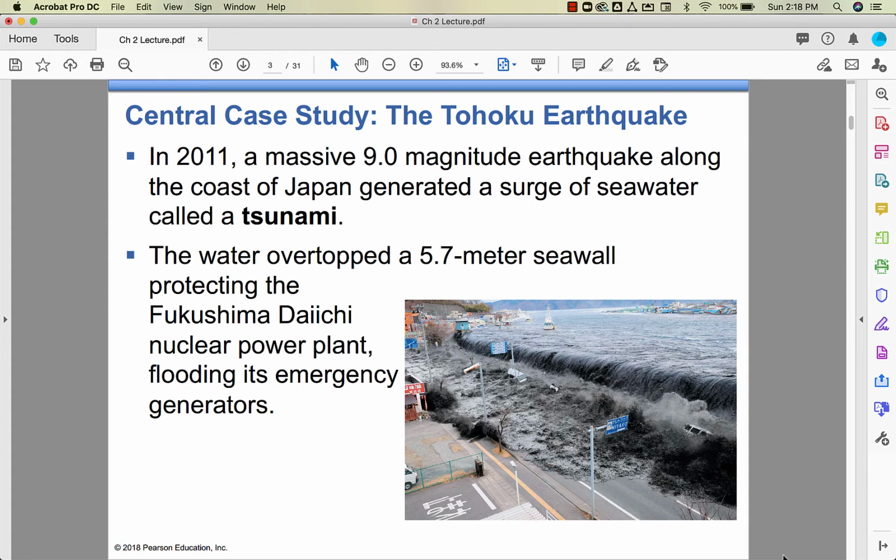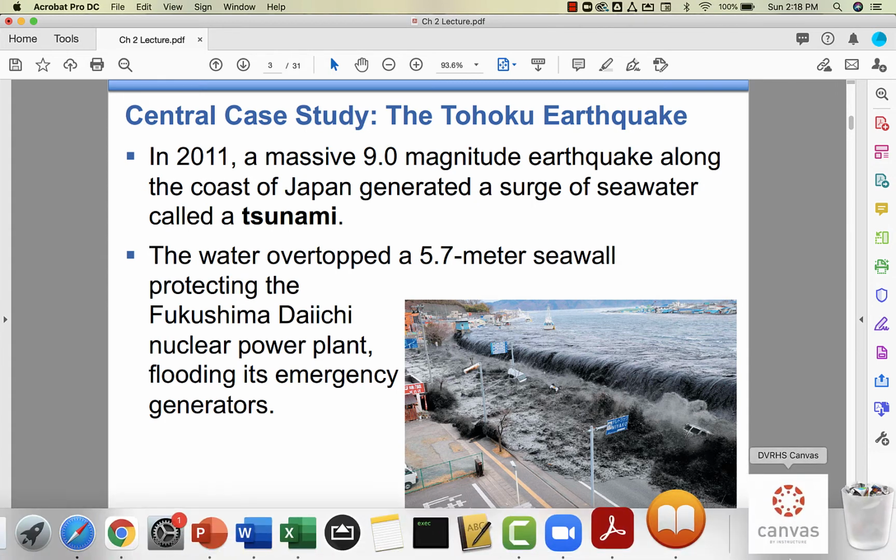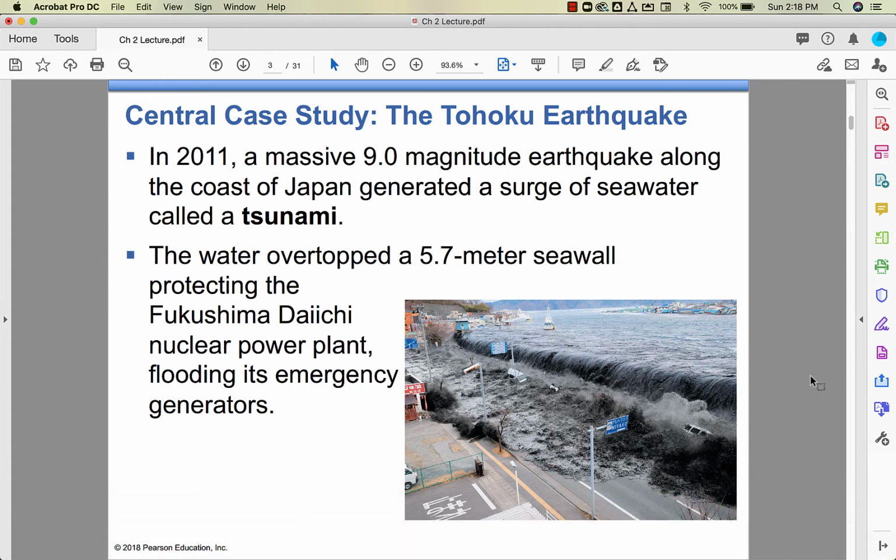So this is the case study. This is the article you guys are going to read on the Tohoku earthquake. In 2011, 10 years ago, a huge earthquake, a 9 on the Richter scale, hit the coast of Japan and generated a tsunami. It topped over an 18-foot seawall, and I actually have a video from this area that we'll watch.